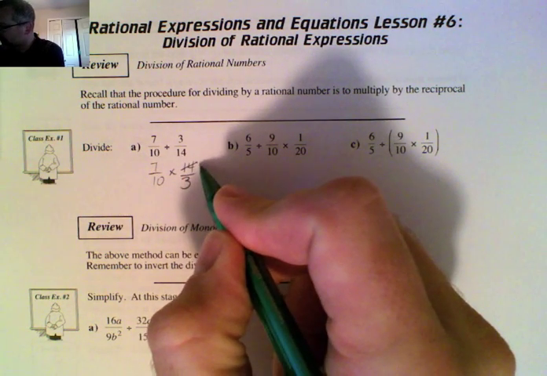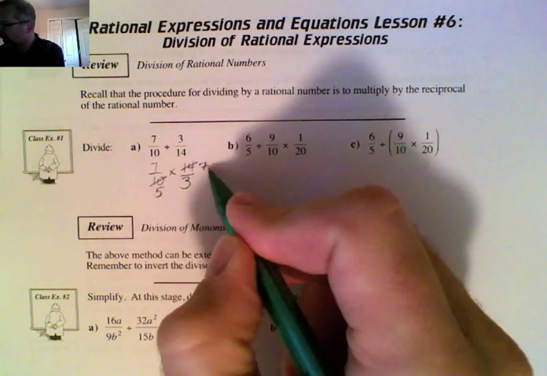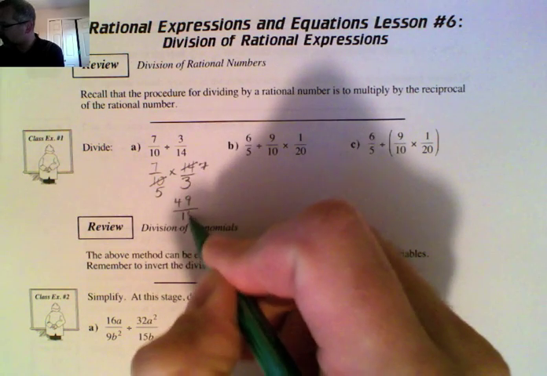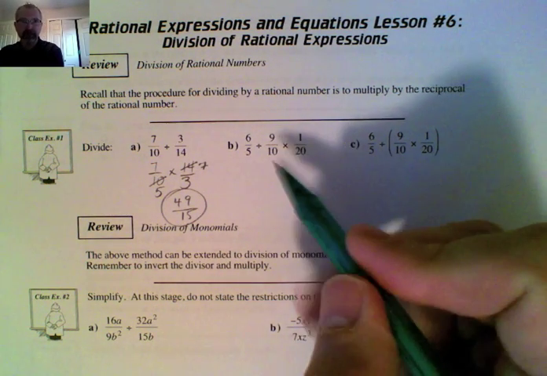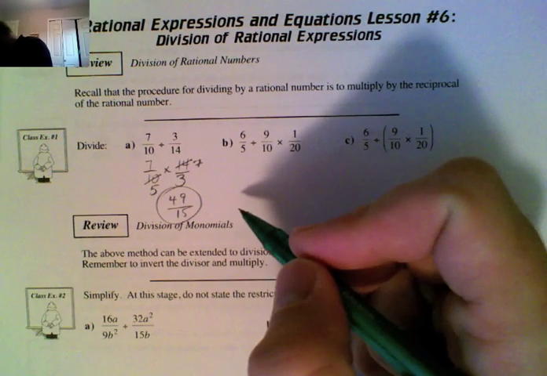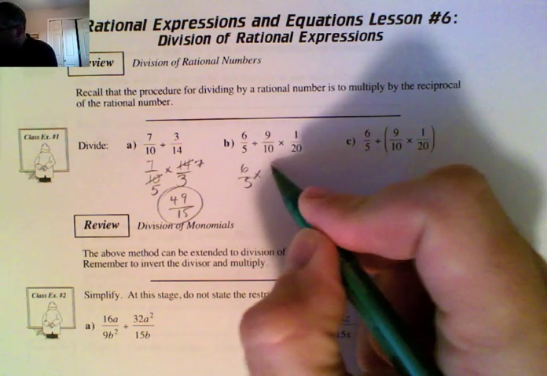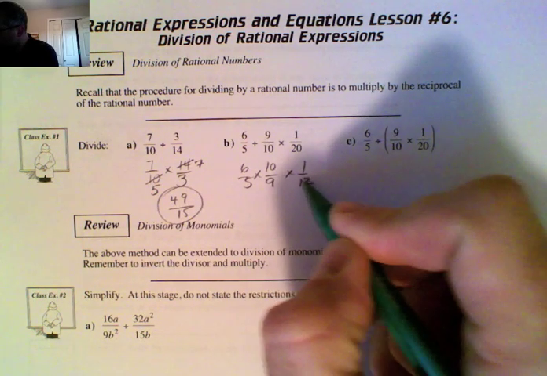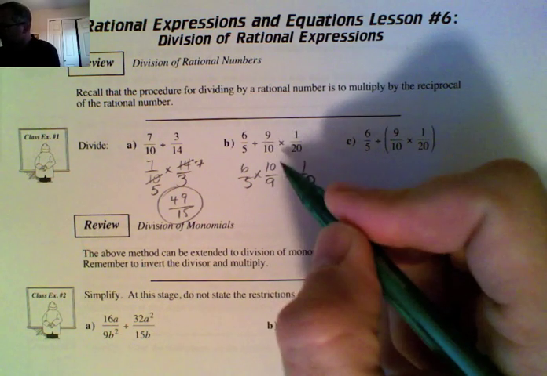So 2 goes into 14 7 times, and 2 goes into 10 5 times. So we now multiply. 7 times 7 gives us 49, and 5 times 3 gives us 15. Not too difficult. And we would do the same thing if we had 3 fractions. What we would do is we would change this division sign to a multiplication sign, and we would invert this second fraction.